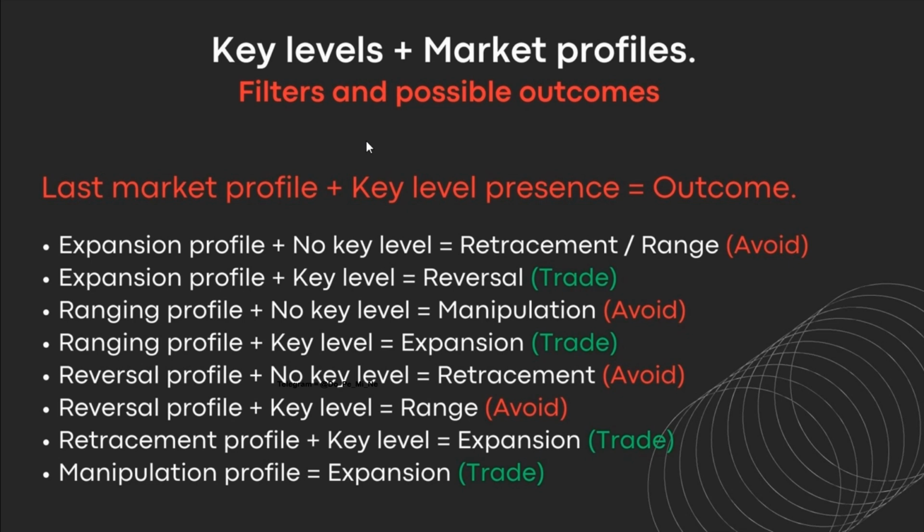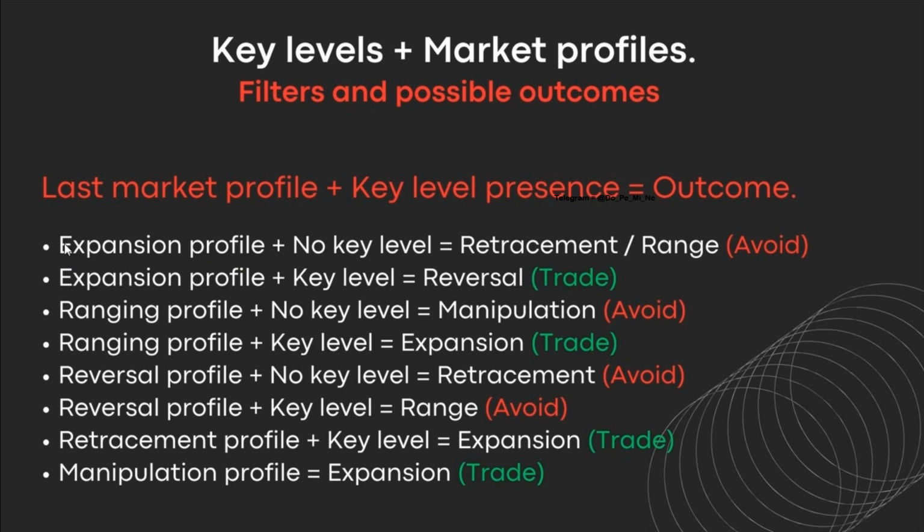Now let's discuss some combinations and outcomes of market profiles again, right? So here we've got a format. The first variable in this equation represents the last profile that has ended, and the second variable represents the presence of a key level and whether a key level has been tested or not, or whether it's present or not, right? And then combining them together gives us a possible outcome, which is the constant of this equation.